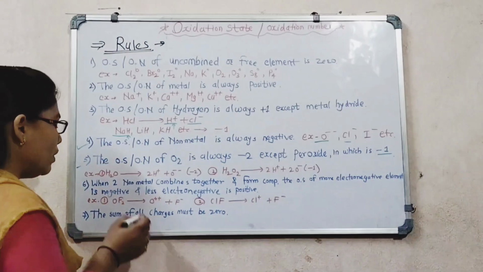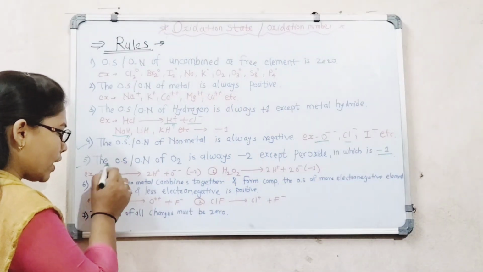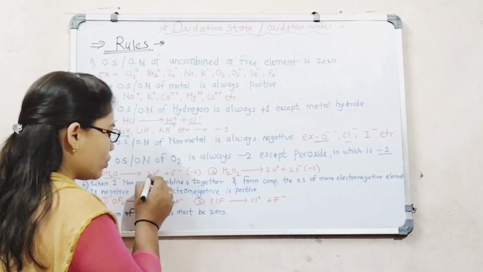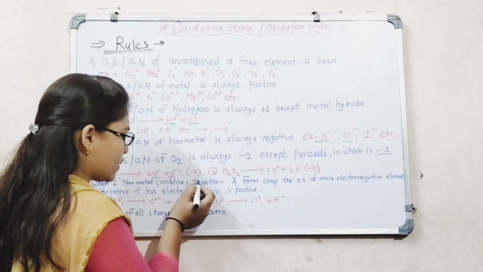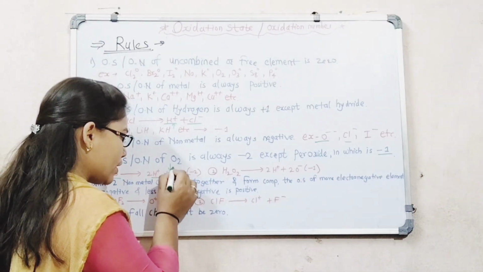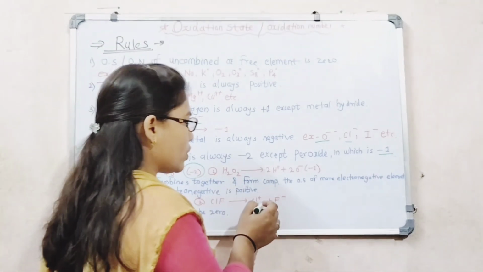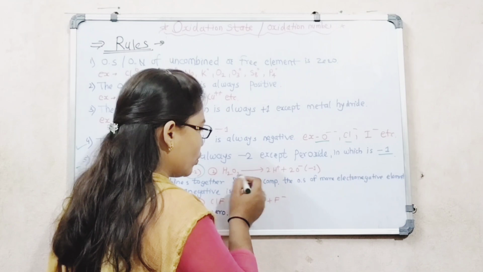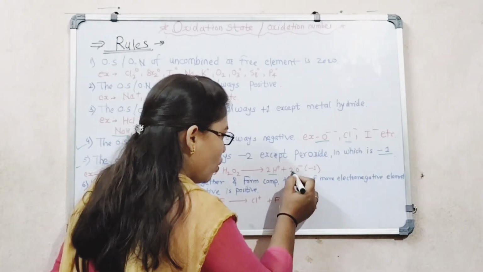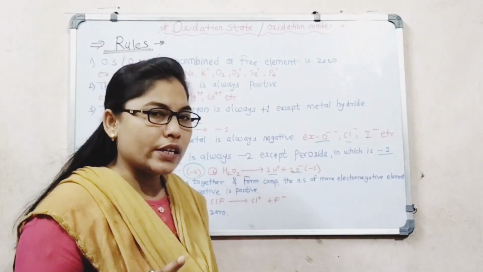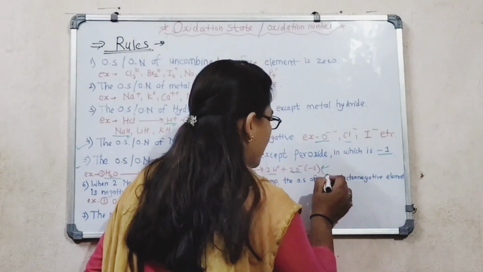Let's see the example. In a water molecule, after dissociation of H2O, we get 2H+ and O--. Here, the oxidation state of oxygen is -2. But in hydrogen peroxide, after dissociation of H2O2, we get H+ and O-. Here, the oxidation state of oxygen is -1.